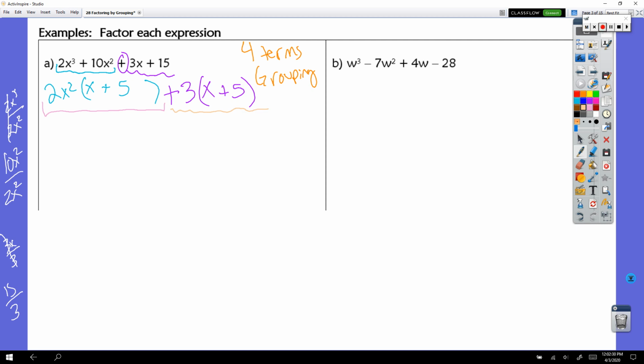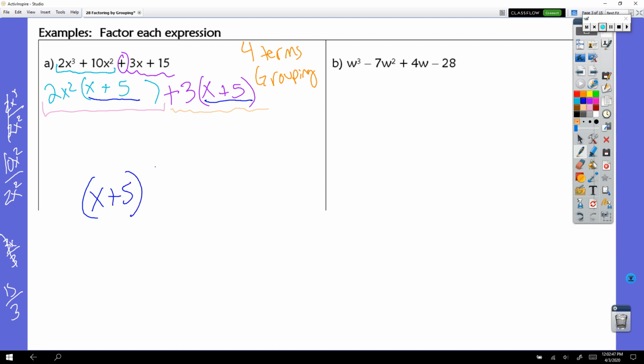In both of those sections, I notice that the parentheses are exactly the same. The parentheses that are the same are this x plus 5. So that's our new GCF, and we're going to divide that out.